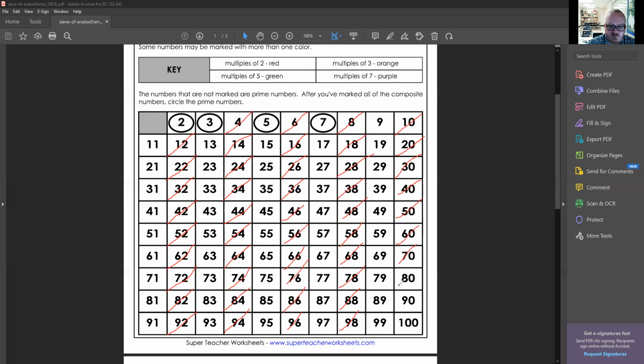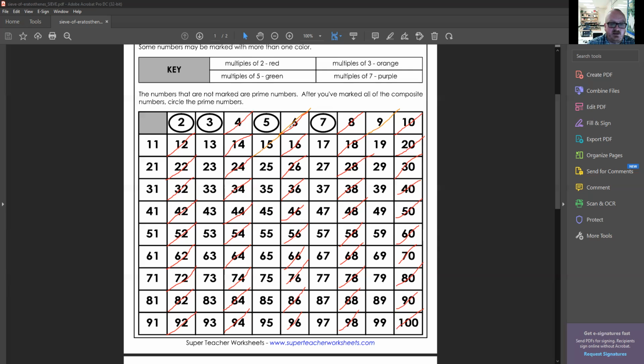We're going to count by 3s. Now it's telling me to use orange for multiples of 3. Again, 3 is a prime number; the only numbers I can divide into 3 are 1 and 3. When I get to 6, that was already crossed off, so I could add an orange stripe to it as well, but it's already crossed off. 9 is the next one that I would cross off. And 12, I didn't cross that off.